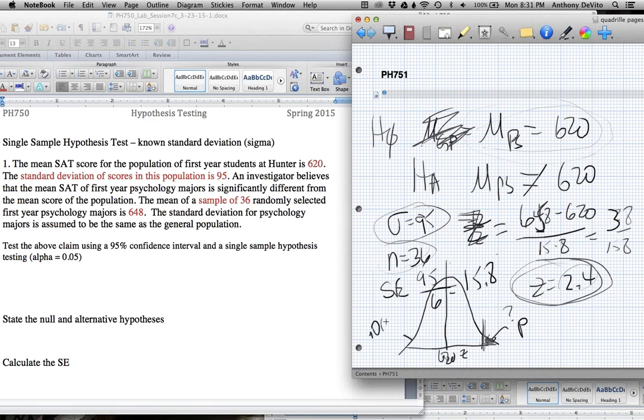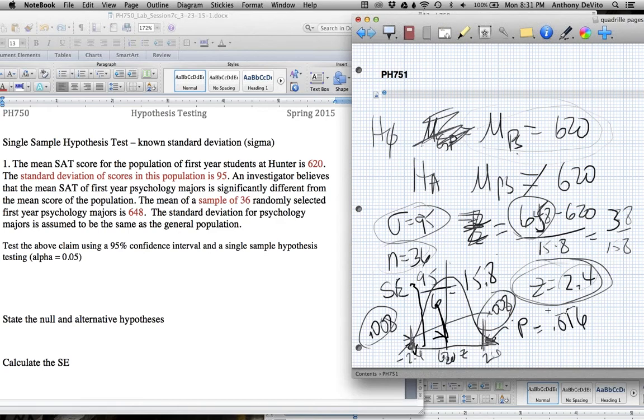0.008 on the bottom and 0.008 on top. Two-sided test, right? So I have to look at both sides. The p-value is really the sum of those, being further away than minus 2.4 and further away than plus 2.4. So my p-value is 0.016. So my probability of having an outcome of 658 for this sample size, if the null hypothesis is true, is less than a 2% chance of that happening.